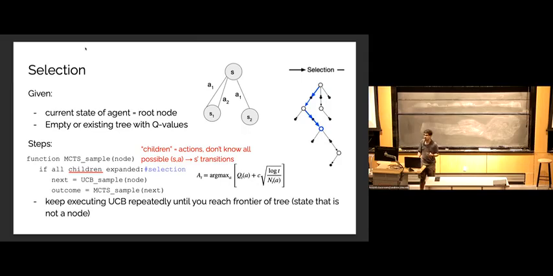The first step is selection. When you have your previously known tree, all you can do is follow UCB, because you already have information about these states and actions. You can use this intelligent exploration method to identify which states and actions you should visit more often, because they've been proven to do well in the end. Does anybody have questions about selection?